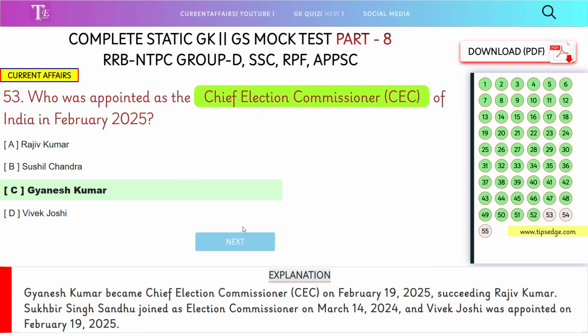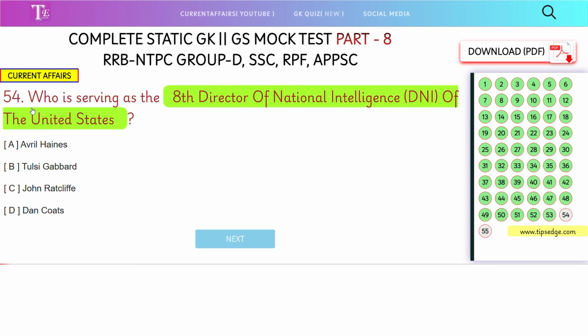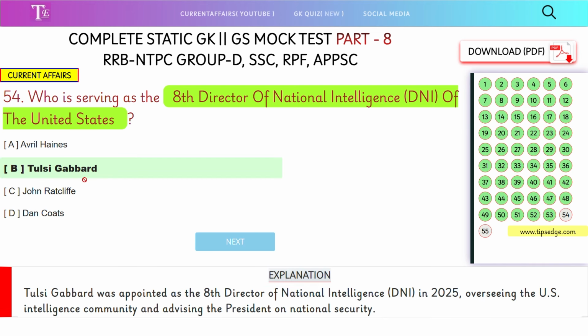Now moving to the 54th question. Who is serving as the 8th Director of National Intelligence (DNI) of the United States? Answer: Tulsi Gabbard.